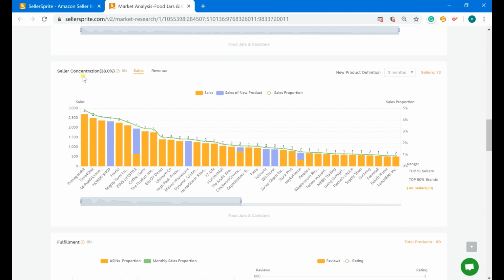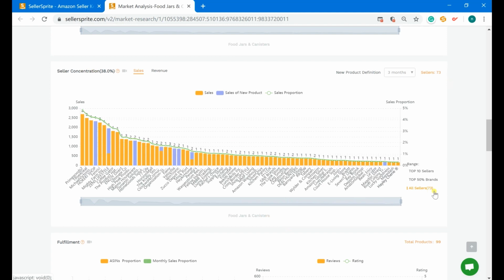Seller concentration. We can note through the chart. First, the top 100 products are sold by 73 sellers, with an average of 1 or 2 listings for each seller. The change of the sales volume curve is gentle, and the sales gap among products is small. We can get a conclusion that the seller concentration of this market is low. So there are no sellers who have the ability to take absolute control over the market.